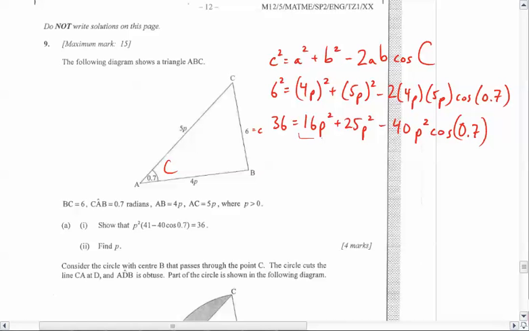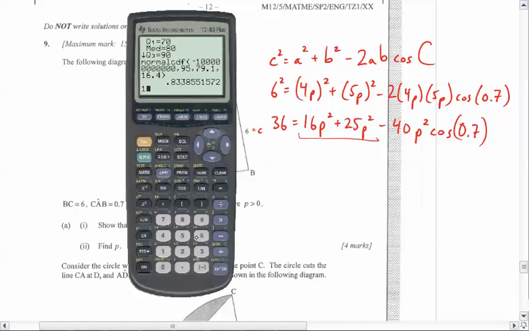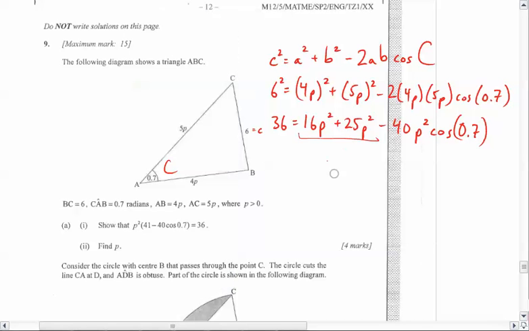So I can add these two terms together. 16 plus 25 is 41. I can't just put those two as 1p squared because the last term has a cosine 0.7 on it, so it's not a like term. But I can factor out the common factor of p squared.